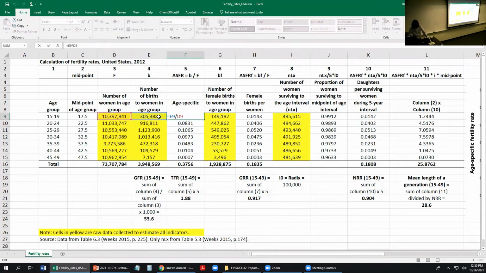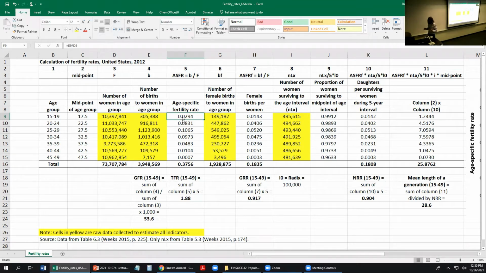For the age-specific fertility rates, we just get the number of babies that were born to women between these ages and the number of women in that age group in the US in 2012. So we have an age-specific fertility rate of almost 0.03 here. So it's 0.03 births for every woman. We can also multiply it by 1,000. If we multiply by 1,000, the result here would be 29.4. So it would be 29.4 births for every 1,000 women between the ages of 15 and 19.